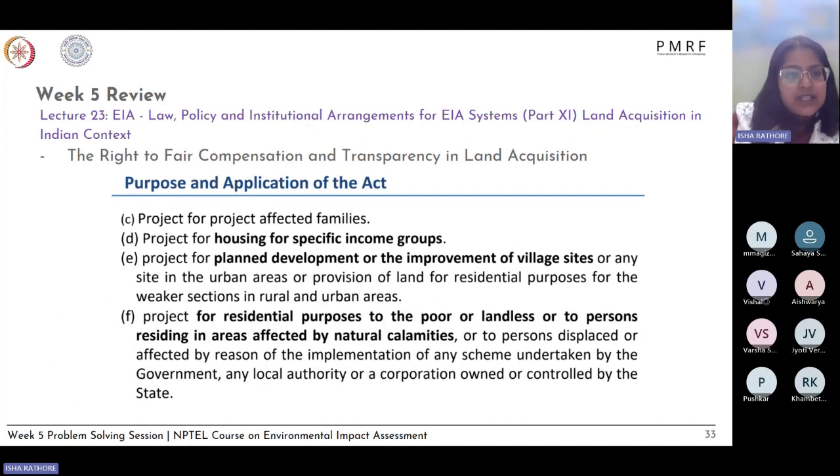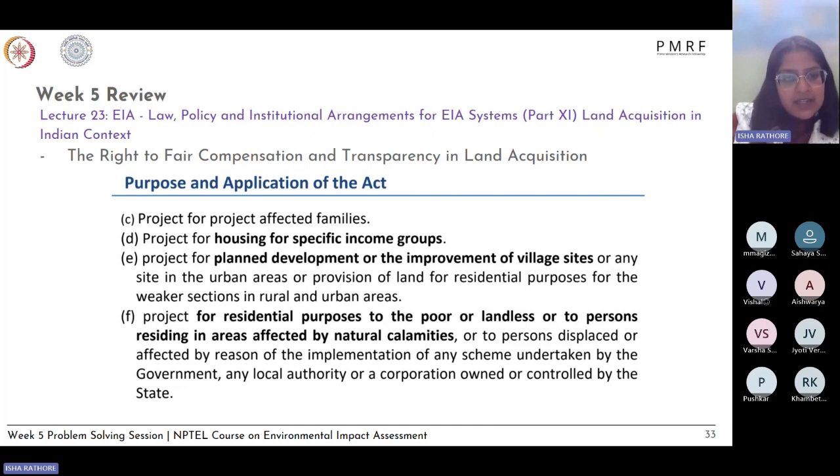Then it can be projects for project affected families. Fourth can be projects for housing for specific income groups. You have low income group housing, or those kinds of projects for building housing for them. Fifth is planning projects for planned development or improvement of village sites or any site in the urban area, or provision of land for residential purposes for the weaker sections in rural and urban areas.